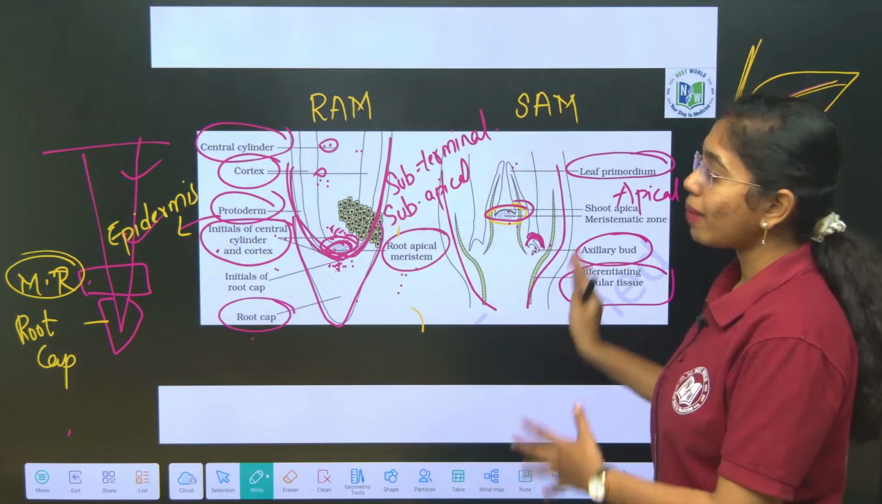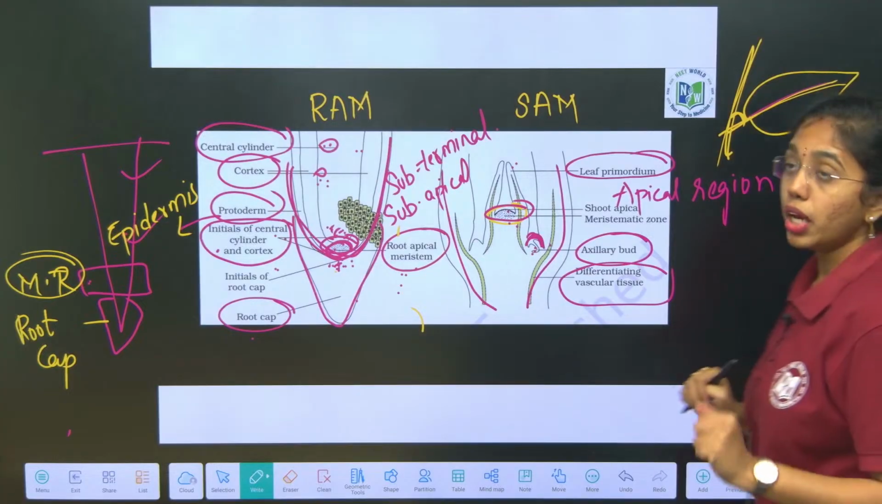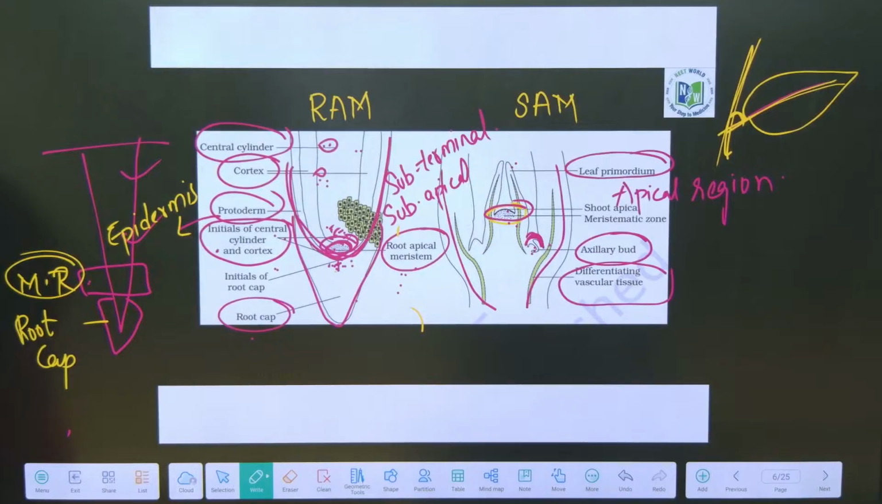This is the diagrammatic description of root apical meristem and shoot apical meristem. You are open to ask any doubts? I will give you 1 minute time. You are open to ask any doubts, beta. Clear, right? Clear till here?